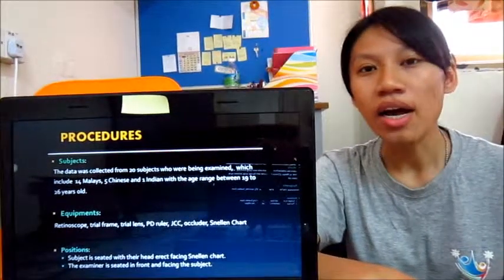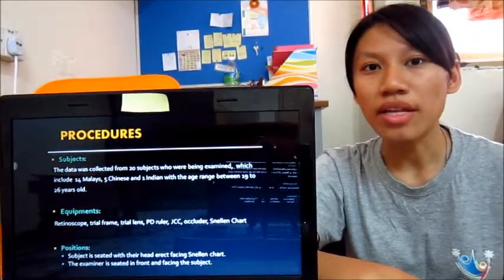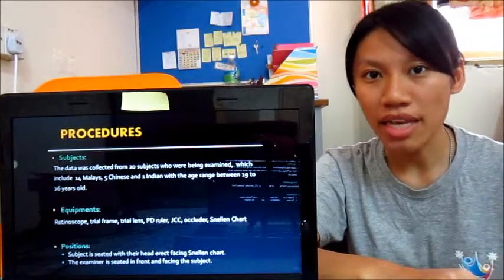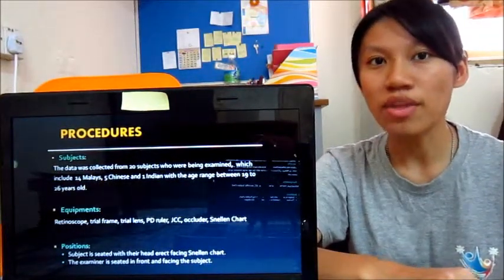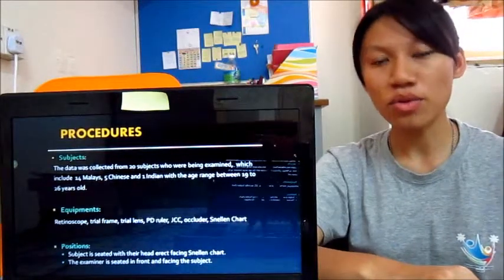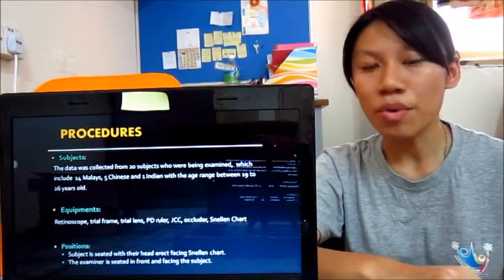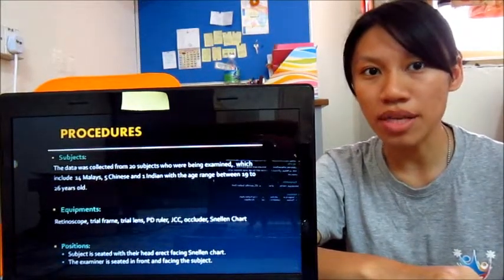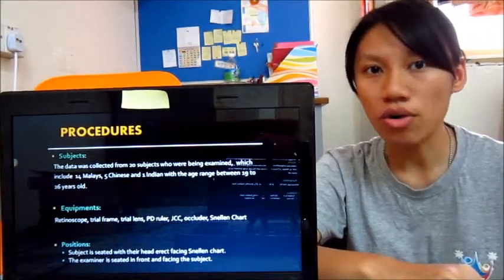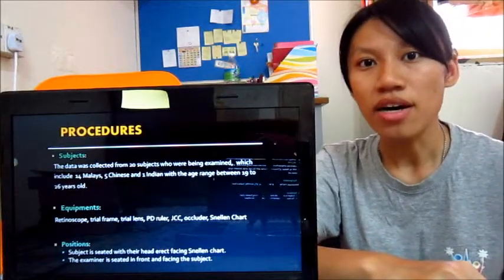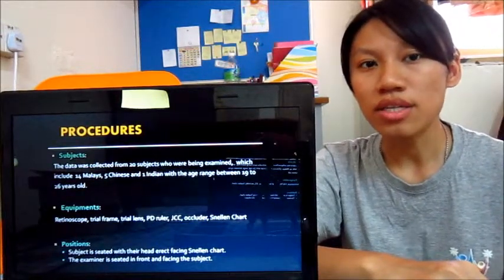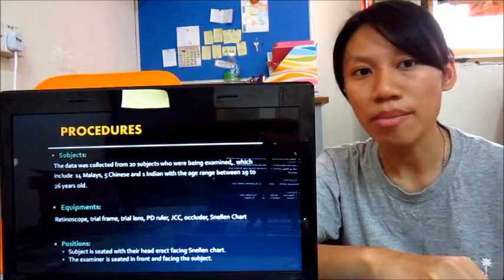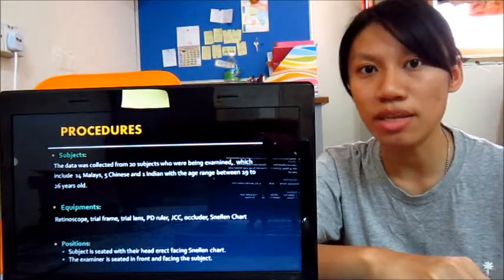The data was collected from 20 subjects who were being examined, which include 14 Malays, 5 Chinese, and 1 Indian with age range between 19 to 26 years old. The equipments required are retinoscope, trial frame, trial lens, PD ruler, JCC, occluder, and Snellen chart. The subject is seated with the head erect facing the Snellen chart, while the examiner is seated in front and facing the subject.